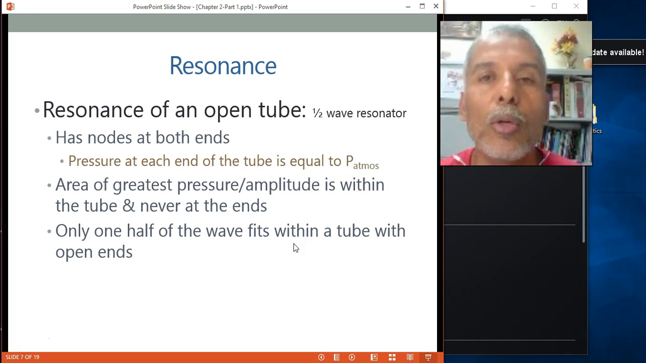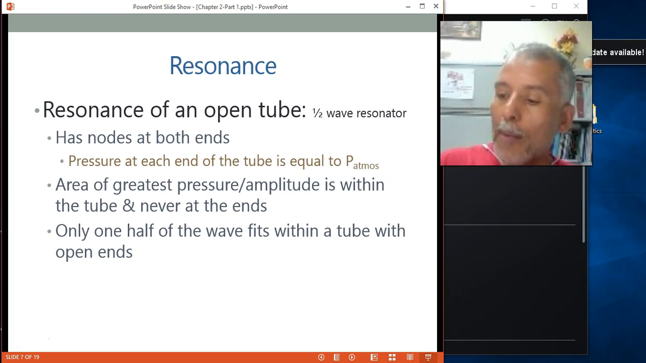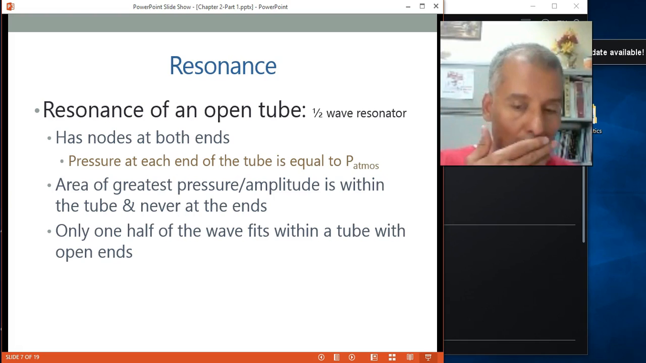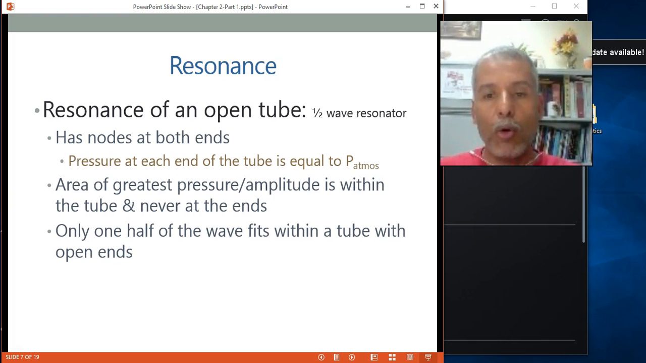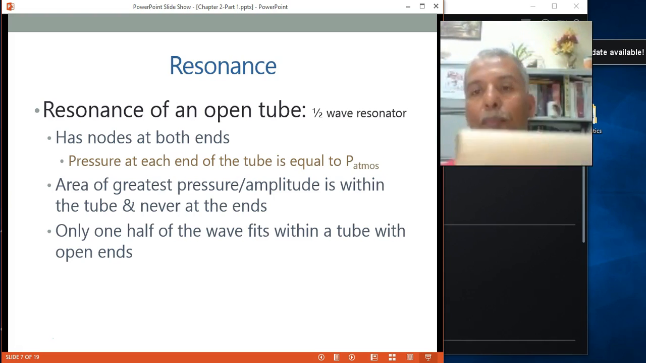So now we are going to look into resonators, resonance of a tube. Why? Because our vocal tract is a tube, but that tube is closed on one end by the vocal folds. But let's first look at resonance of tubes that are open on two ends.